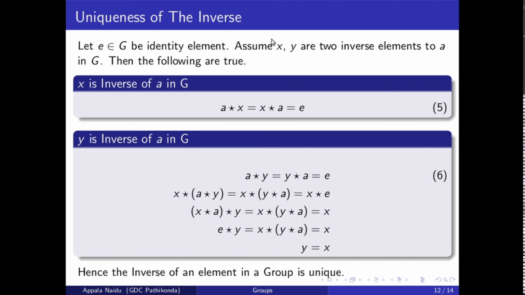So we started with two inverse elements for a in G, and we ended up with the inverse elements happening to be the same. So if x and y are two inverse elements, they have to be the same, that is, y equals x. Hence the inverse of an element in a group G has to be unique.